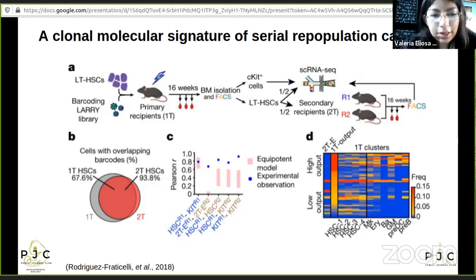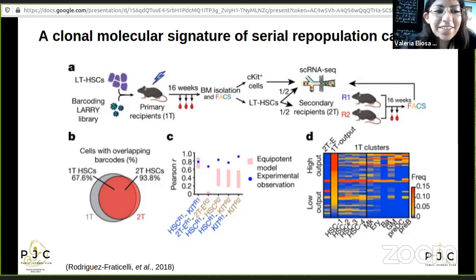And here in panel C, we see that they compare the engraftment potential of the experimental model, which is shown here as blue circles, and the equipotent model, which is a distribution shown here as a rectangle.